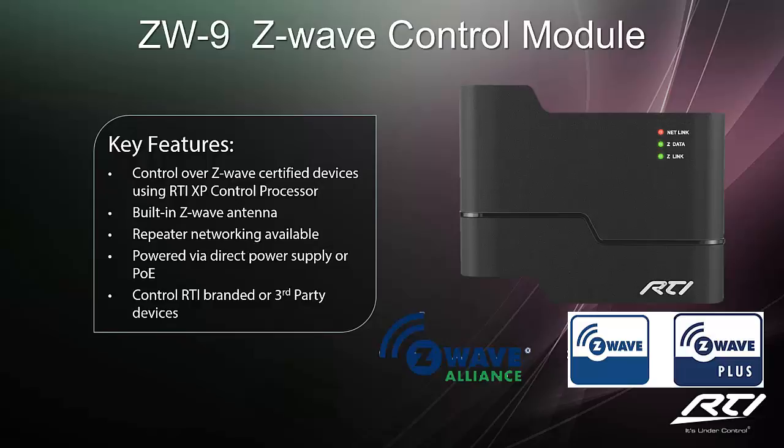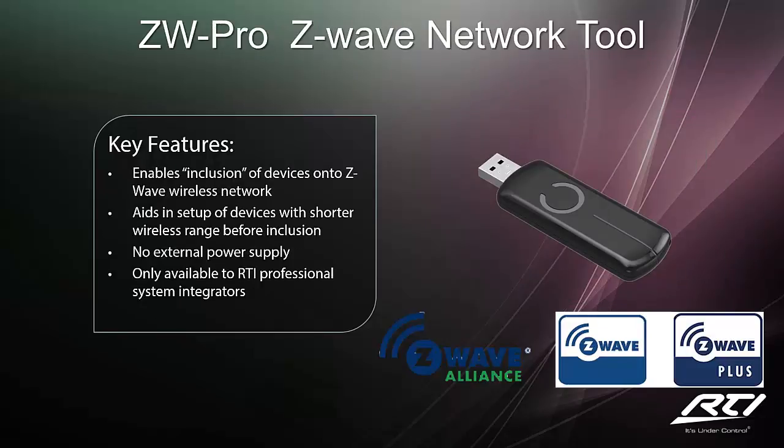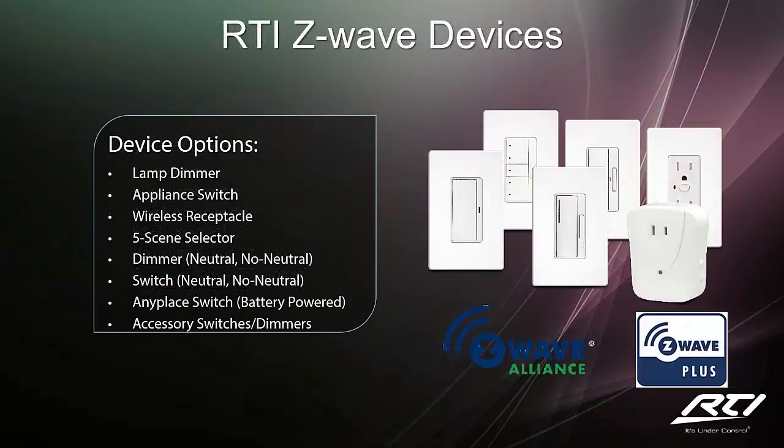RTI's Z-Wave device lineup consists of the following devices: the ZW-9 control module, the ZW Pro Z-Wave network management tool, used for addition of devices with smaller inclusion range such as door locks, and RTI Z-Wave controllers. These include master 600 watt and 1000 watt incandescent and fluorescent lighting dimmers in neutral or no neutral, master switches in neutral or no neutral for a variety of lighting options including incandescent, LED, CFL, and fluorescent, 5-scene keypads, any-place switches, lamp dimmers, appliance switches, accessory dimmers, and switches in both RF and non-RF configurations.